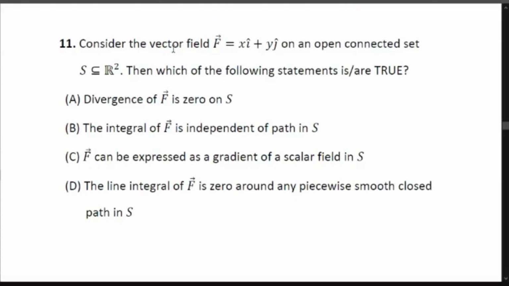Next question: consider the vector field f is equal to xi plus yj on an open connected set S, a subset of R2. Which of the following statements are true? First statement, divergence of f is 0 on S. Second statement, the integral of f is independent of the path in S. Third, the vector field f can be expressed as a gradient of a scalar field in S. Last option, the line integral of f is 0 around any piecewise smooth closed path in S.